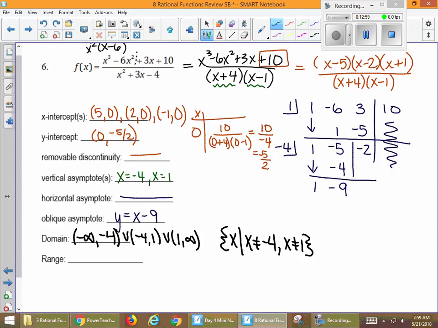Our range on this one is actually all reals. If you pull that up on your calculator, which I encourage you to, you can see that you have this little guy that kind of looks like a cubic, like a reflected cubic that goes through the middle of your graph, and it crosses that asymptote. So it's a weird one. We have a range of all reals, y such that y is an element of the real numbers.